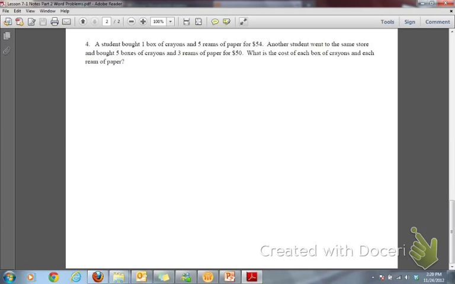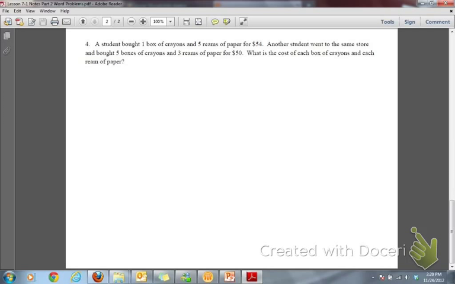Here we have a shopping example. A student bought 1 box of crayons and 5 reams of paper for $54. Another student went to the same store and bought 5 boxes of crayons and 3 reams of paper for $50. We want to know what is the cost of each box of crayons and each ream of paper. So, define our variables. Same process, 4 things to do: define our variables, write our equations, solve using substitution, and then write our answer in a sentence.